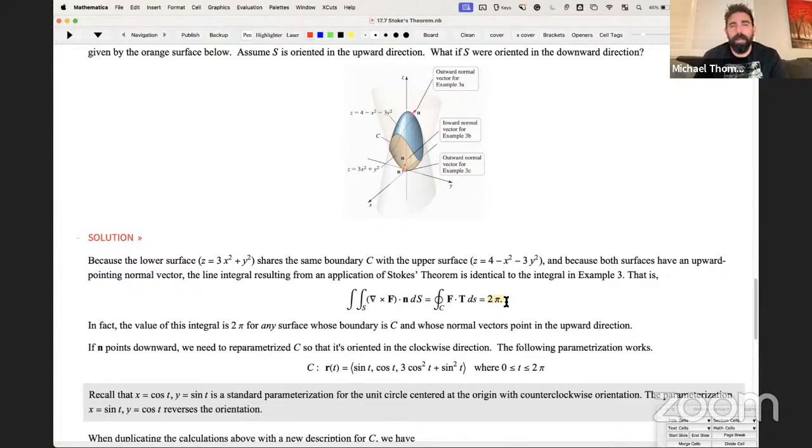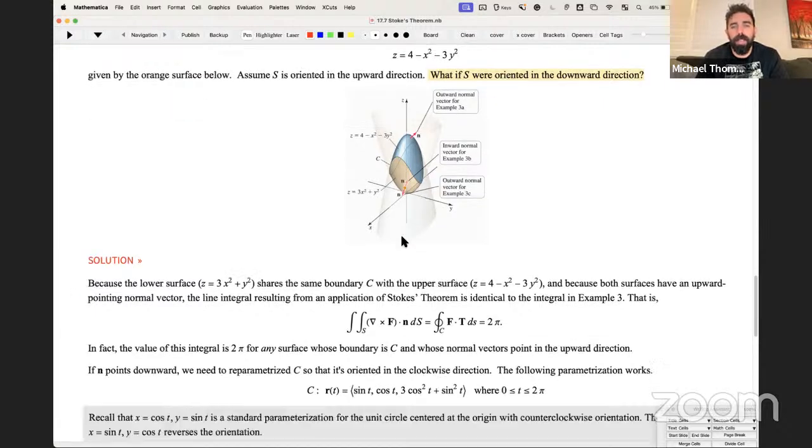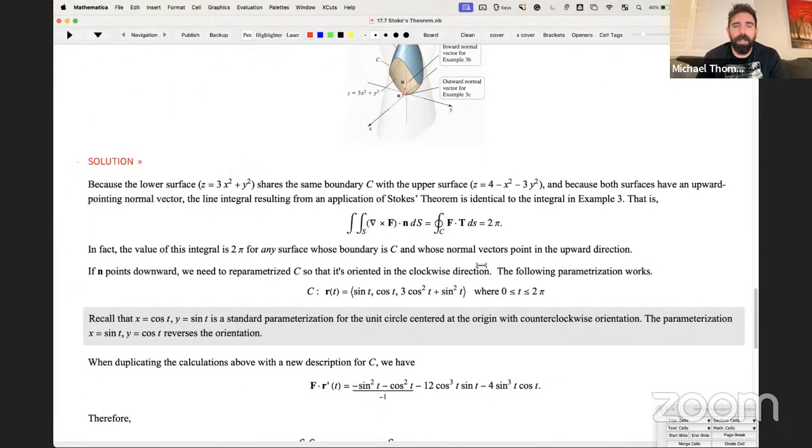Okay. Now, the last part is, what if we oriented the orange surface so that the normal vector pointed downward? How would that change things? You can probably guess, instead of getting 2 pi, you'll get negative 2 pi. You might want to go through the reasoning. If it was oriented downward, we'd have to change the orientation of our curve so that the right-hand rule works.